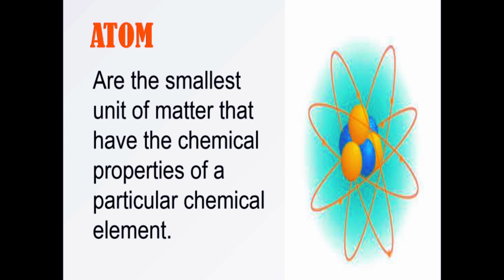So first is an atom. So what is an atom? Atoms are the smallest unit of matter that have the chemical properties of a particular chemical element. So one of the examples of an atom is the hydrogen atom.